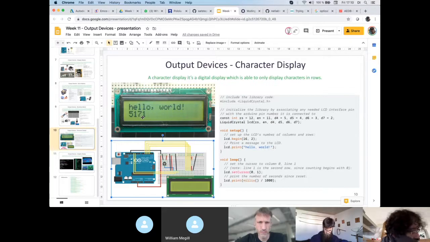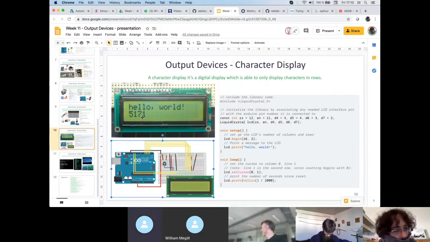I think, guys, the display is rather pin consuming. I really recommend it for some tests, or to have one with a backpack chip that can work with fewer connections. Do you have questions about the display? Okay.